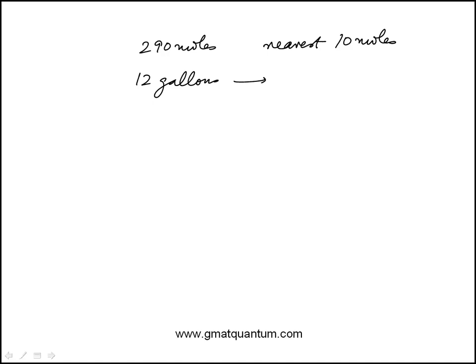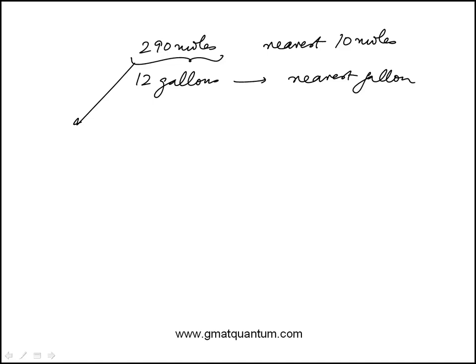So we're told that Cindy drove her car 290 miles, and this is rounded to the nearest 10 miles. And they also tell us that she used 12 gallons of gasoline, and this is rounded to the nearest gallon. So they want to know the actual number of miles per gallon that Cindy's car got on this trip. And so I'll start by putting a range of values for the distance she drove.